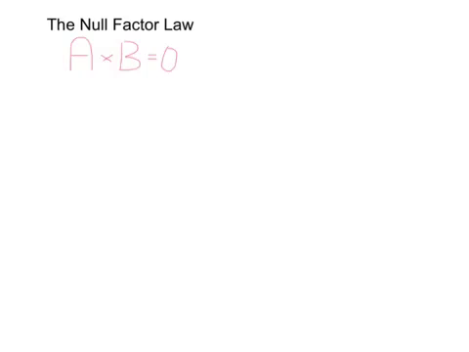Before we start solving using our quadratic equations, we need to understand the null factor law. So our null factor law states that A times B equals 0. And when this is true, either A has to equal 0 or B has to equal 0. Because the only way that I can multiply two things together and have the answer be 0 is for one of those two things to actually be 0 itself.